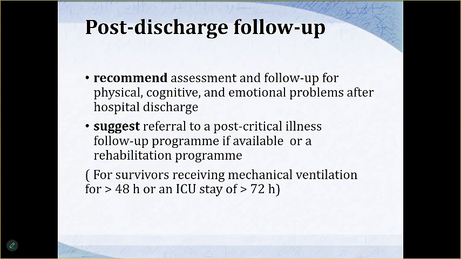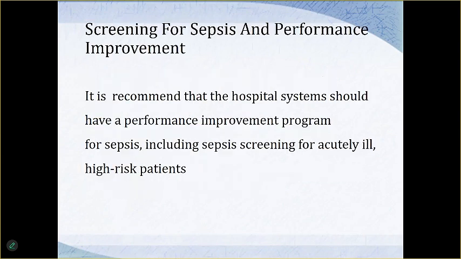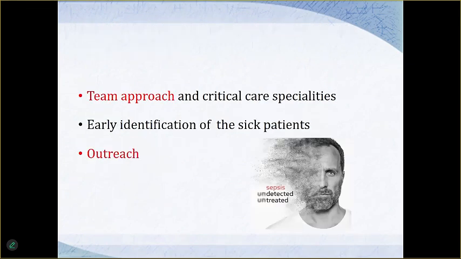And so, going to screening for sepsis and performance improvement. It is recommended that the hospital system should have performance improvement programs for this sort of patients. It includes sepsis screening for acutely ill and high-risk patients, where you can flag them early. Also, programs like this improve the knowledge of the staff. Yes, thank you, Senani. So it's a team approach, and critical care specialties all need to be involved with the multidisciplinary teams.